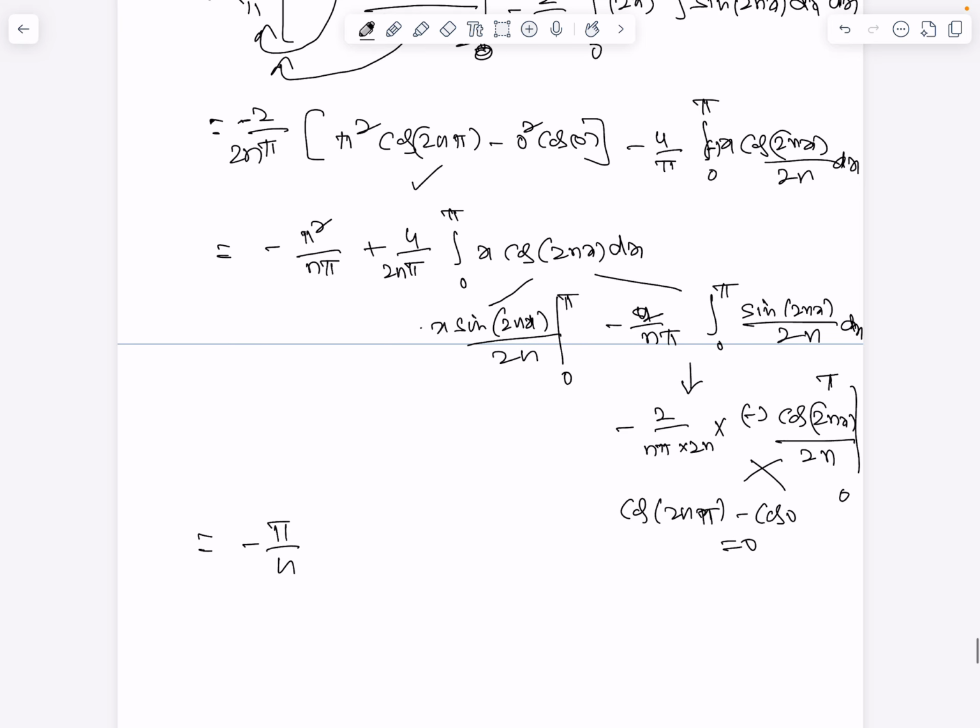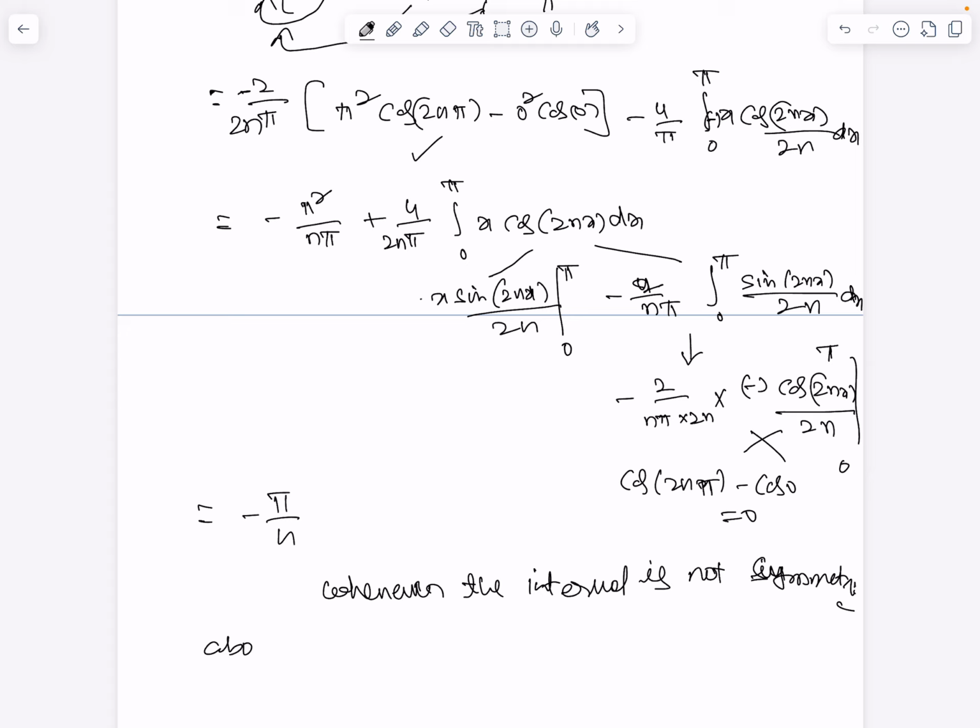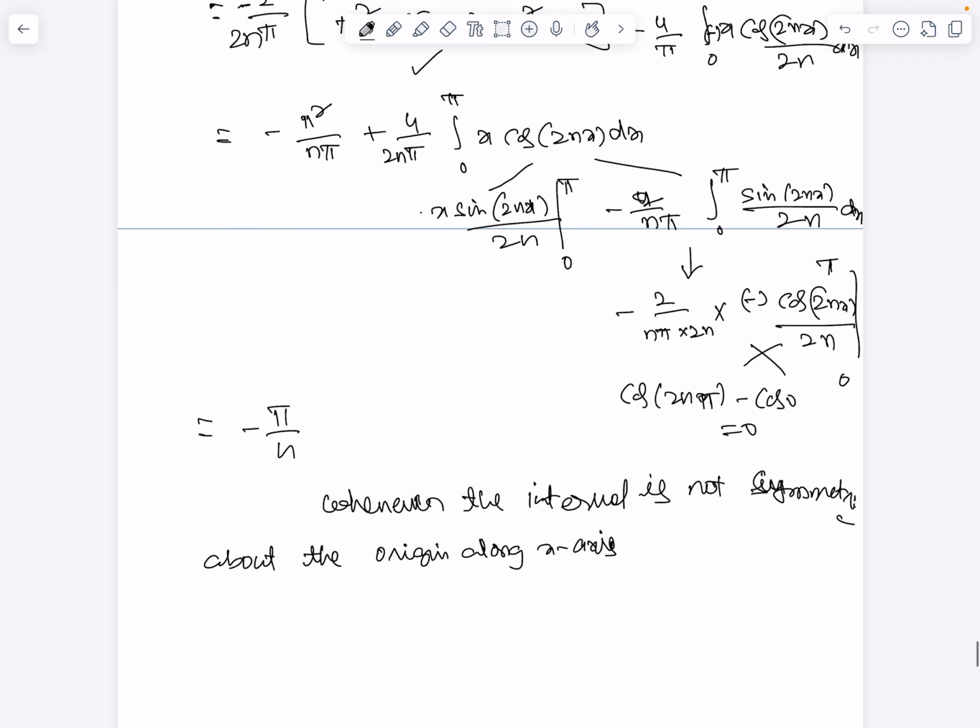Therefore, now you might have noticed that whenever the interval is not symmetric about the origin along the x-axis, we cannot neglect a0, an, bn, despite f of x being an even or odd function.